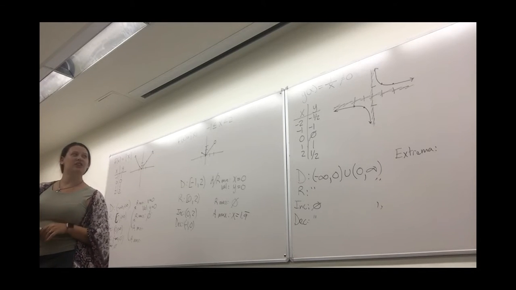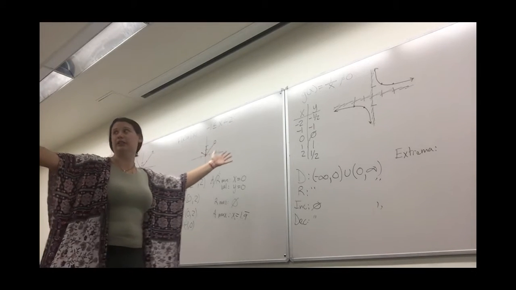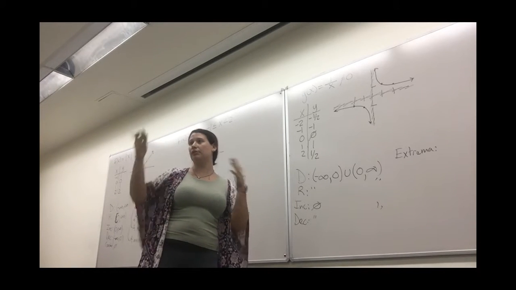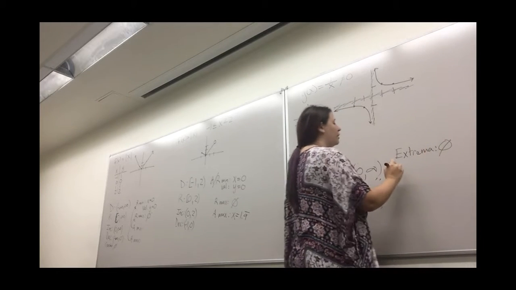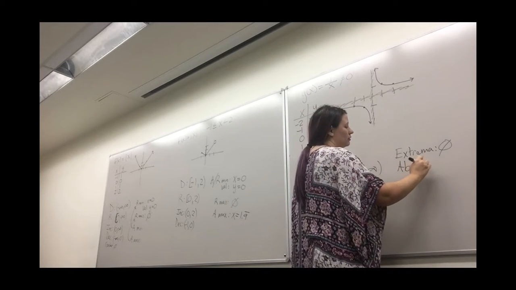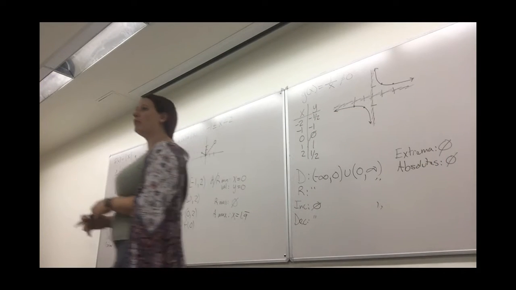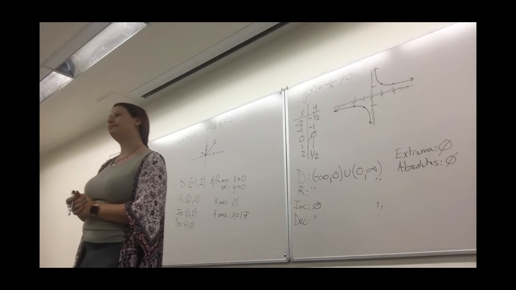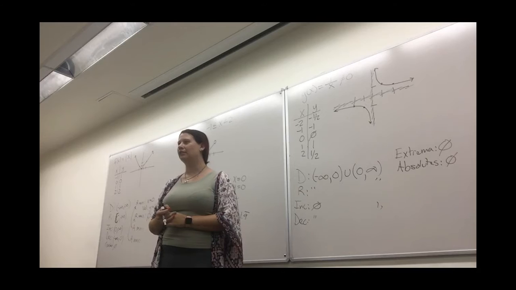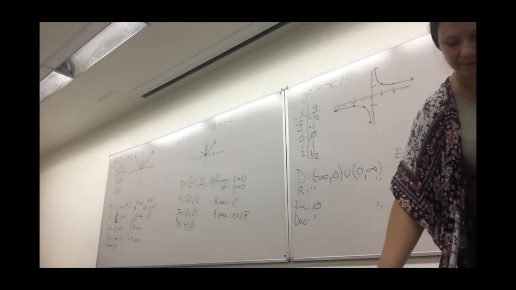So, does this function have a max? Does it have a minimum? No, because all the ends are going forever, right? There's no peaks, there's no valleys, right? So there's no extrema. Are there any absolutes? No. Nope. No mins, no maxes of relative or absolute. Okay? So that's pretty much what we've been asking on all of these different functions, right?